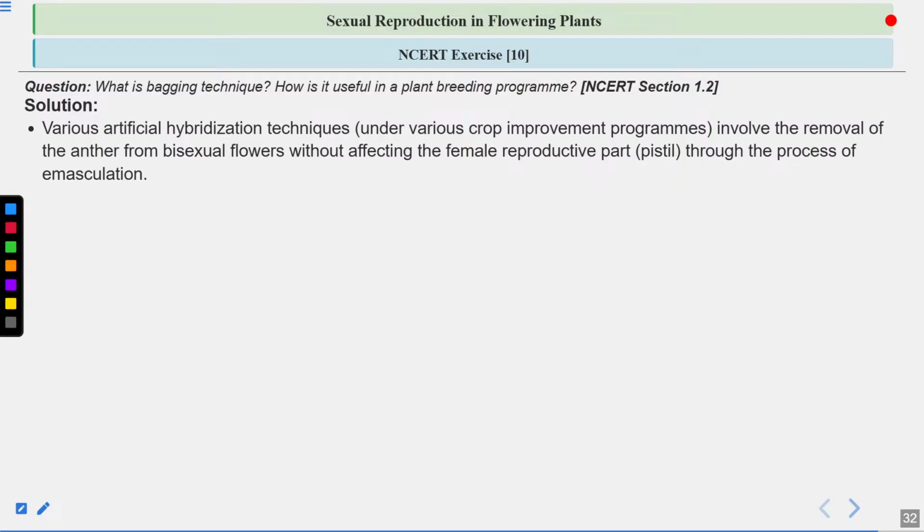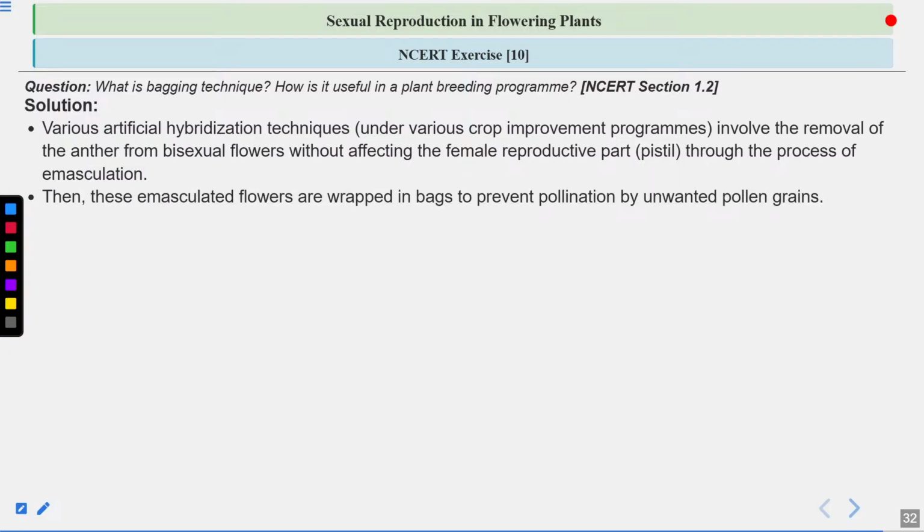So remove the anthers from the bisexual flower without affecting the female reproductive part, the pistil. Remove all that anther, and that removal of anthers is called emasculation. You will do it with the help of forceps. With the help of forceps, one by one you will remove all the anthers, and this process is called emasculation.